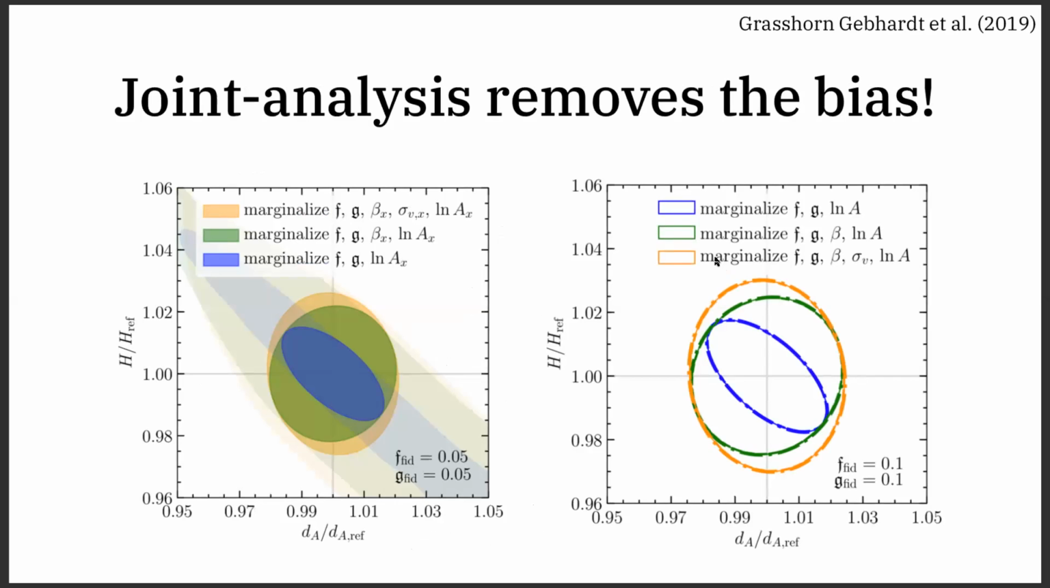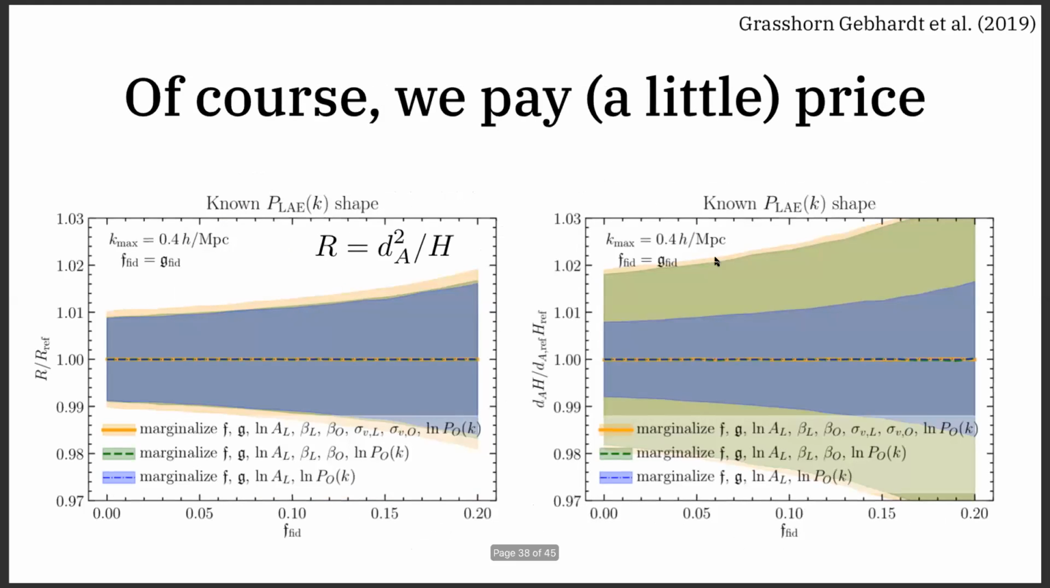Of course, we do have some price to pay, and as a function of fiducial contamination fraction, uncertainty, I think this is in R, the 8 dA square over H, increases, but not by too much. So you can live with, I think, uncertainty, I mean, the contamination fraction of a couple of percent, okay?